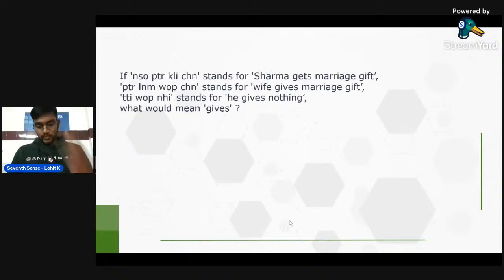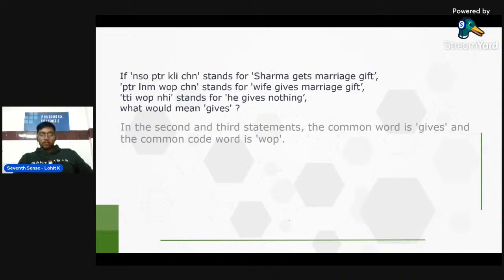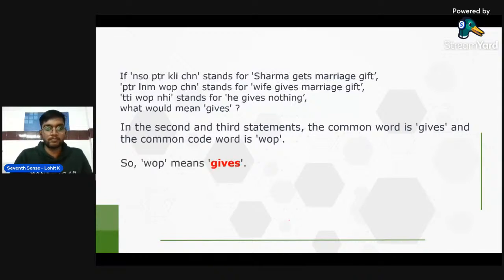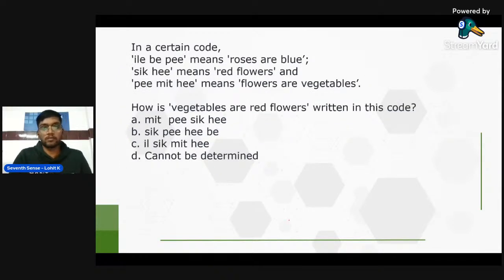Okay, the answer they have given is verbs. Okay, so let's check the answer. What could be the answer here? Now you have to just compare the second and third sentence. As you can see, in the second and third sentence, gives is common here. So what is the common letter you're going to get? That is WOP. So the answer will be WOP, right? Easy. This one.